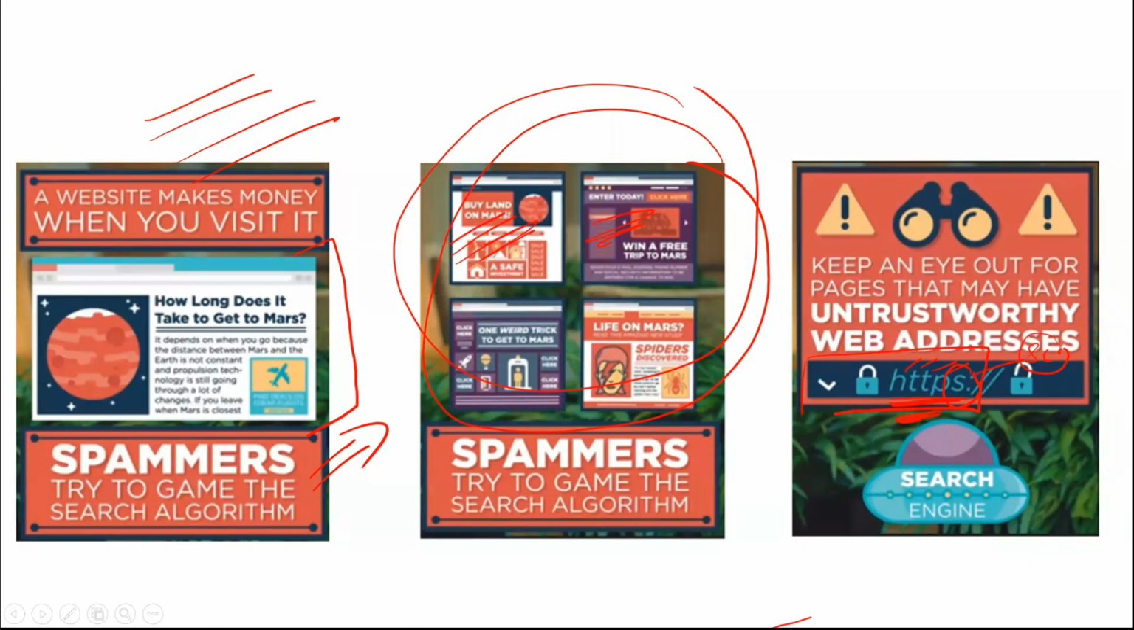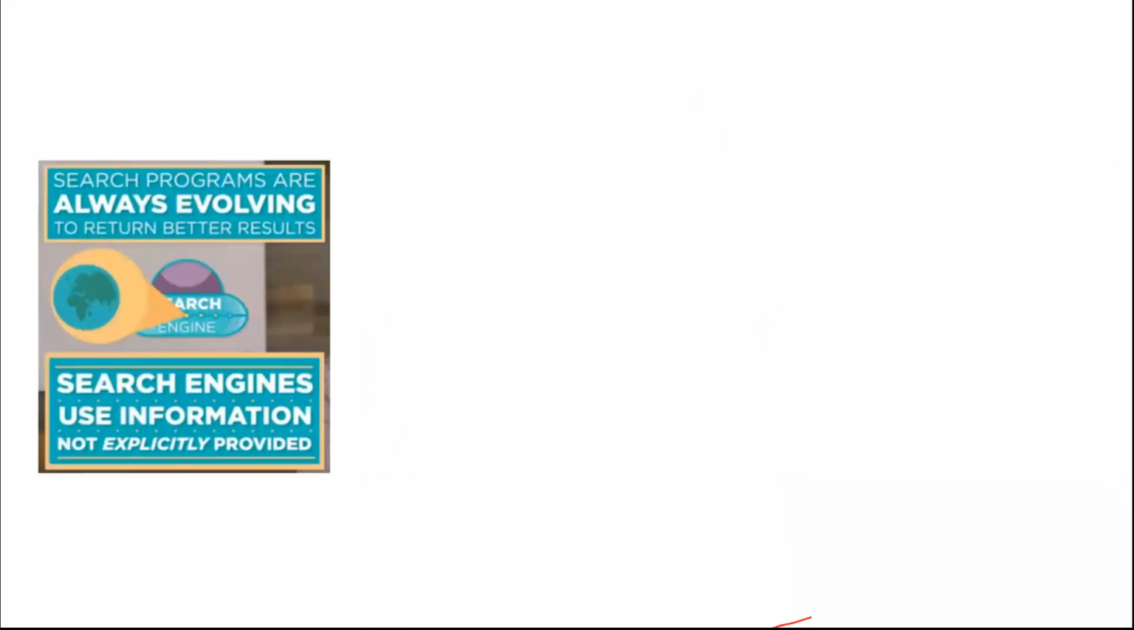The last part about search engines that I want to discuss is that search engines are always evolving. How? Because today's search engines are even using information that you haven't explicitly provided them. They're using information which you have not provided.